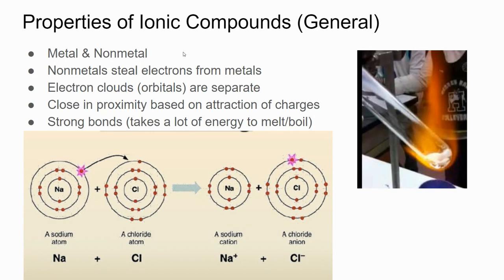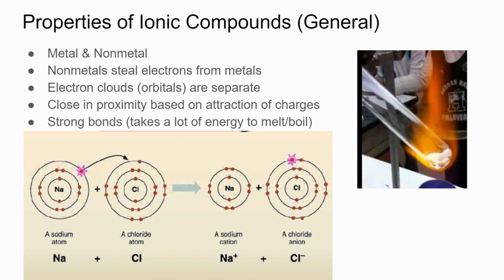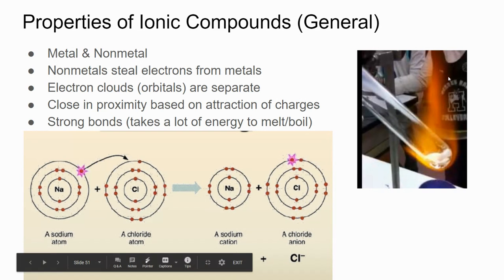These generally have pretty strong attractions to one another, and it takes a lot of energy to melt or boil them. So down here, it just shows the sodium giving an electron to chlorine. Now we have a positive sodium cation and a negative chloride anion. Then what holds them together is the fact that one's positive and one's negative.